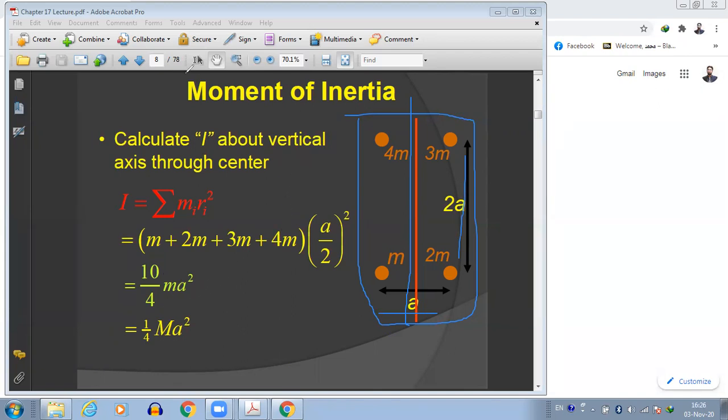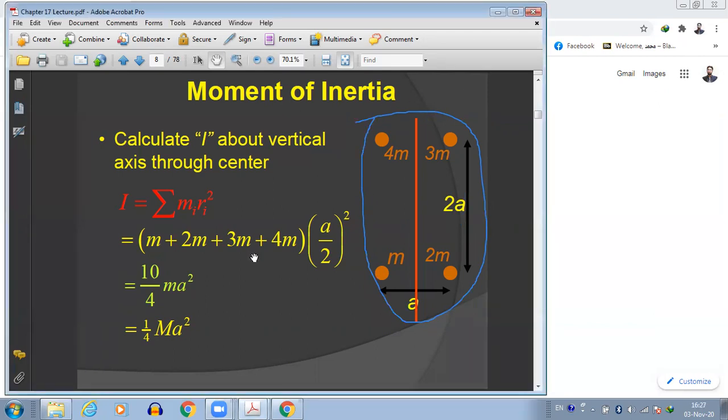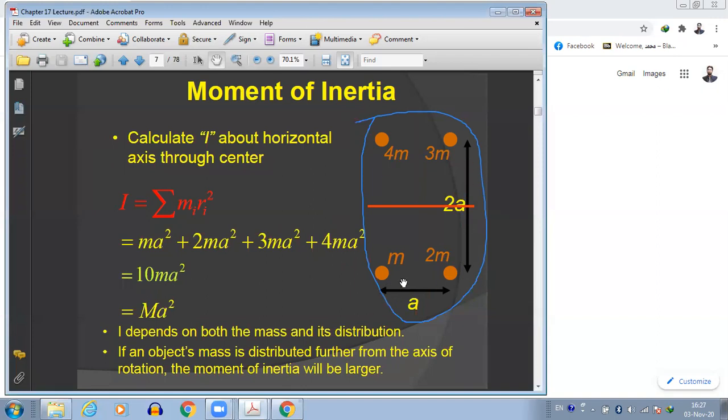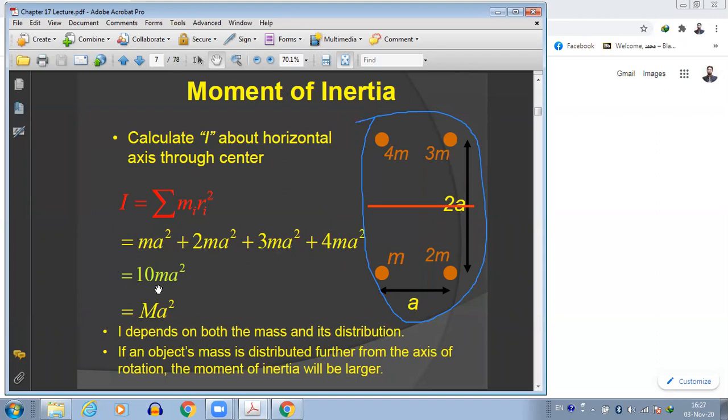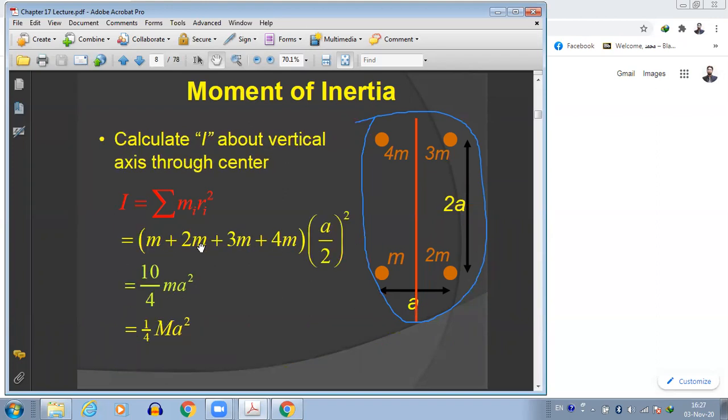Now, if you look at it, this is the same object. I'm not changing the object. If we go into the previous slide, this is the same object: m, 2m, 4m, 3m. But if you change the axis of rotation, the moment of inertia is different. Here the moment of inertia was 10 m a squared. Here the moment of inertia is 10 by 4 m a squared. The moment of inertia is the resistance to angular motion.